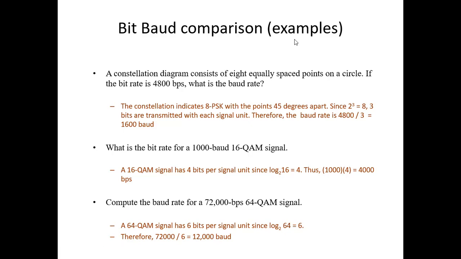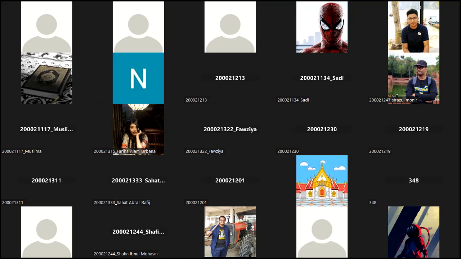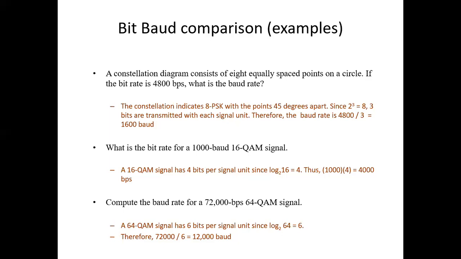May I ask you? Make sure you're not sleeping. How many bits do you have in a symbol when you have 64 QAM? Sir, 6. 6, right? Okay.